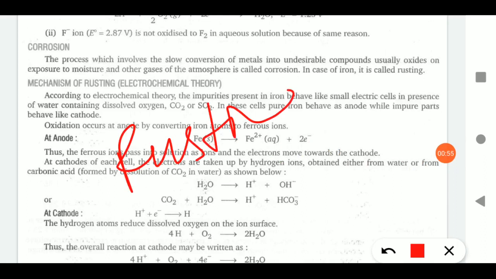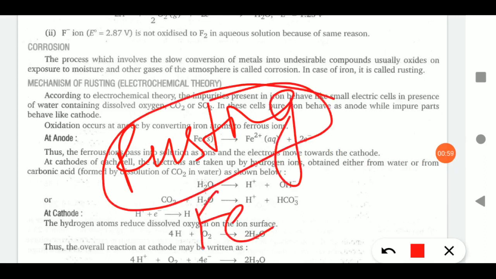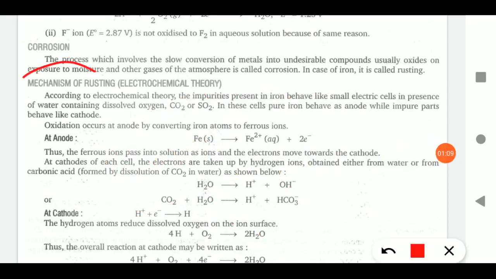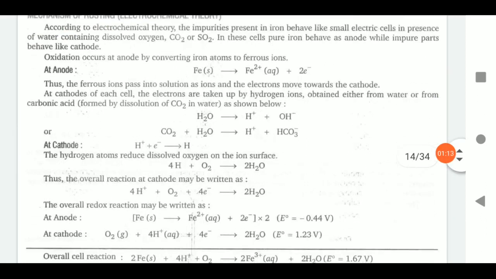But what is rusting, students? Corrosion of iron is known as rusting. Corrosion of iron means slow decay of iron, slow eating of iron, is known as rusting. So we will discuss the rusting of iron, how it works.